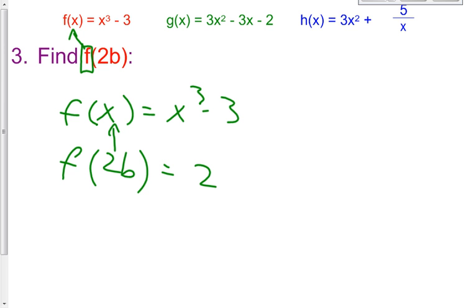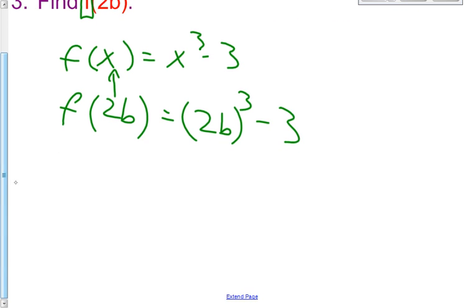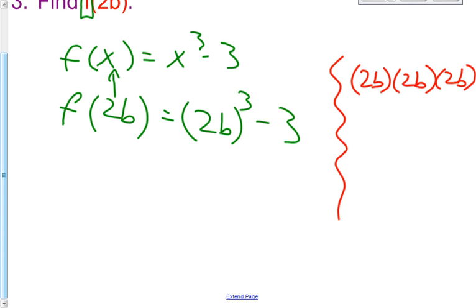So I see an x in the very first term, so I'm going to have 2b, and I'm going to cube it. 2b cubed. That number, subtract 3. And now all I do is I simplify this right side. So 2b cubed, that is the same thing as 2b times 2b times 2b. 2 times 2 times 2. 2 times 2 is 4. 4 times 2 is 8.